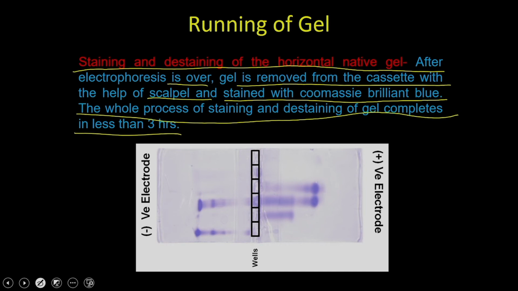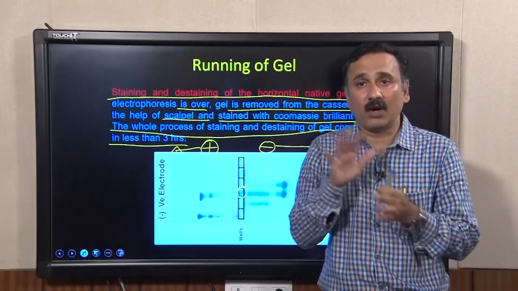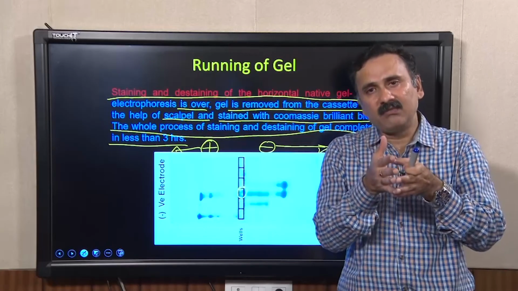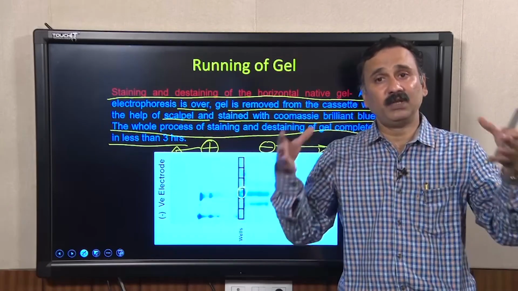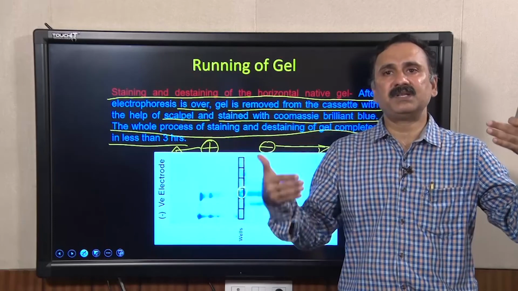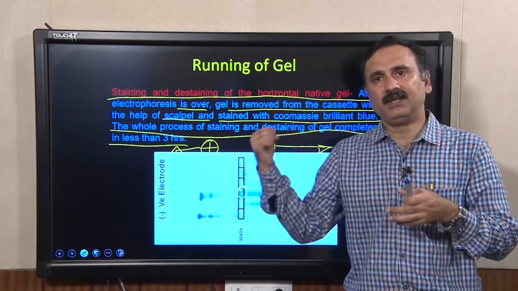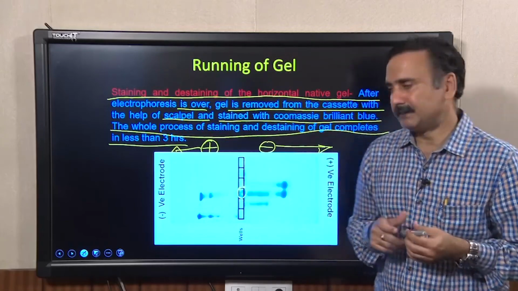What you can see is that I have loaded a bacterial lysate, and the positively charged proteins are going towards the negative electrode and the negatively charged proteins are migrating towards the positive electrode, and both of these samples are native. So, that is how you are able to resolve and visualize the pattern of the positive as well as the negative proteins present in the same mixture using horizontal gel electrophoresis.